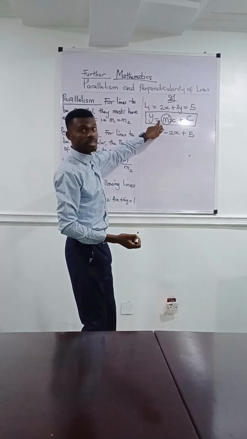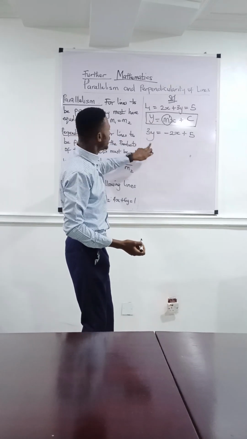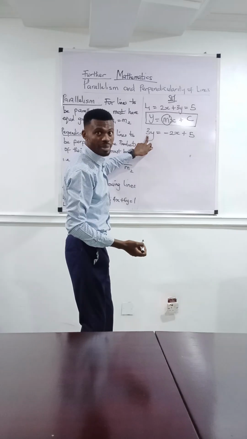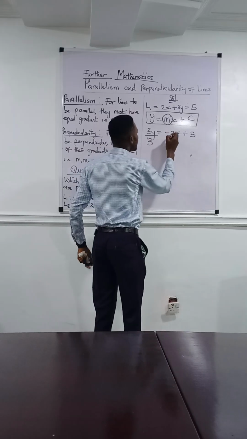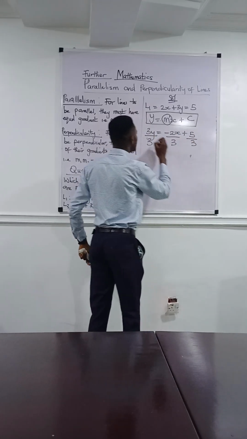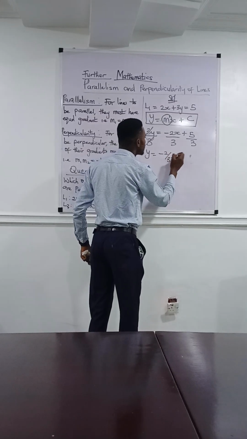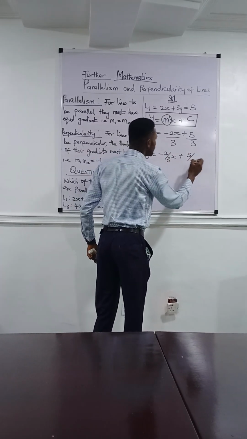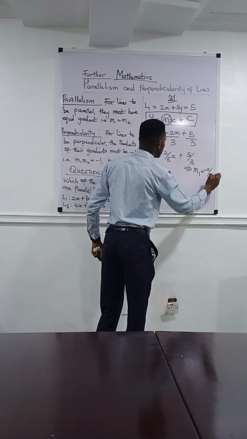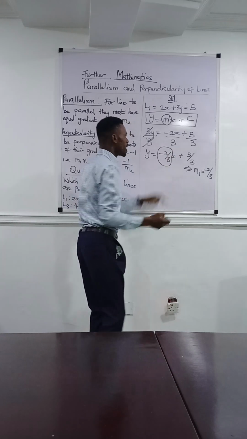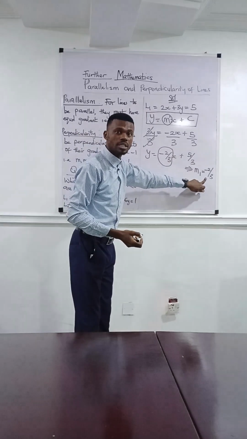Now look at this, it's not yet the same because y should be alone. That means the coefficient of y should be 1. But in this case, the coefficient of y is what? 3. So I will divide each of the terms by the coefficient of y, 3. So I have y equals minus 2 over 3 x plus 5 over 3. Now what this means is that my m1 is equal to minus 2 over 3, because m is the coefficient of x. So for line L1, my gradient is minus 2 over 3.